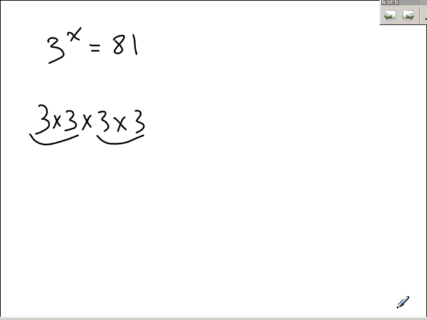Now, if somebody asks you to solve for x, and this is asking 3 times itself, how many times gives you 81? Well, I don't know. 3 times 3 is 9, times another 3 is 27, times another 3. Oh, I don't know what 27 times 3 is. Oh, 9 times 9. Oh, 81, 81. So the answer is x is 4. That is 3 to the 4th equals 81. X is 4.